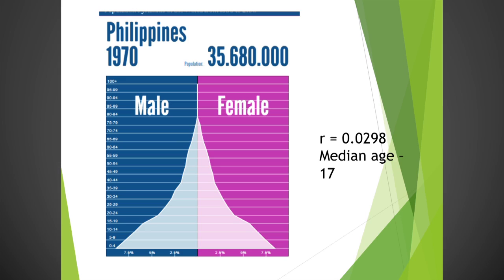So, let's go back to the 1970s. At that time, we have only 35,680,000 population. But if you look at the age structure, notice that it has a very, very broad base. And then the rate of increase is about 2.98%, or r is equal to 0.0298. That's a very high population growth.